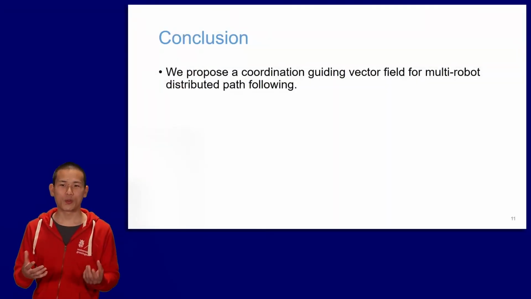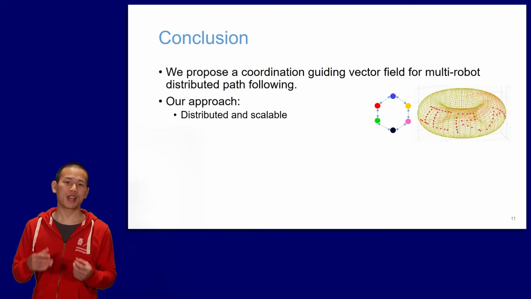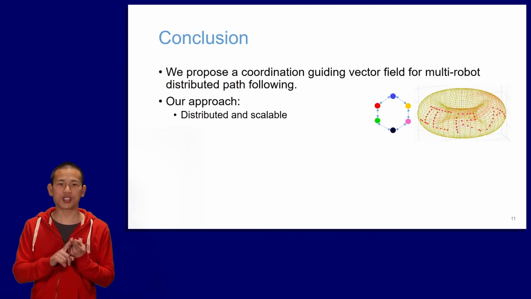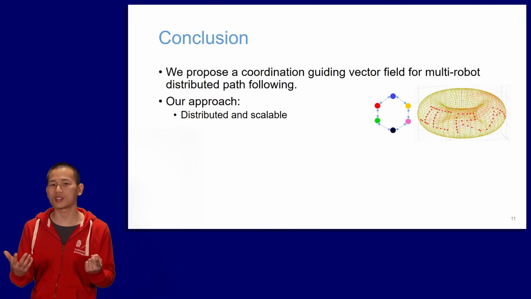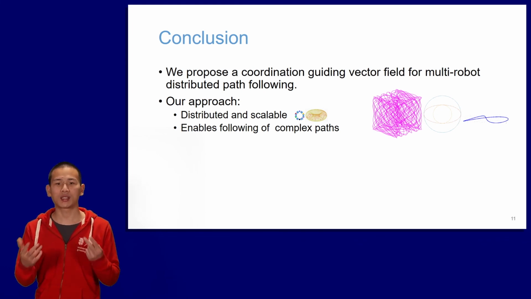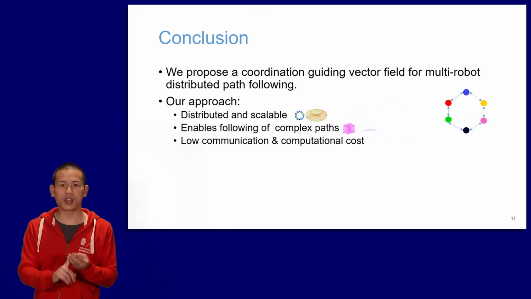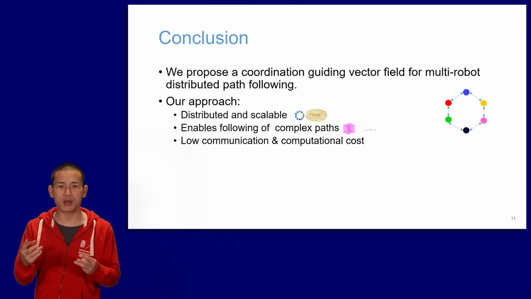In conclusion, we propose a coordination guiding vector field for multi-robot distributed path following. There are many appealing features in our approach. First, it is distributed and scalable, and thus applicable for a team of an arbitrary number of robots. Second, it enables following of complex paths such as self-intersecting, non-convex and non-closed ones. Third, the communication burden is low since every two neighboring robots only need to transmit and receive one scalar, the virtual coordinate. In addition, the algorithm can be used in real-time applications with low computational cost. There is no need for online optimization.